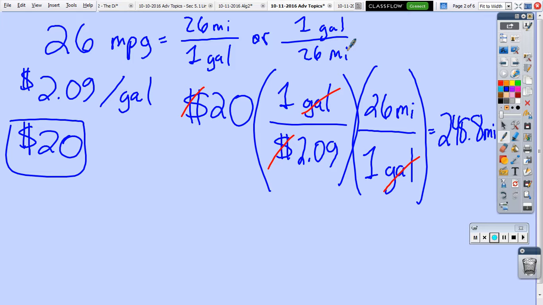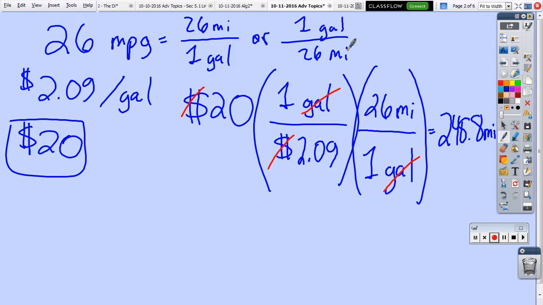All right, so again, this ratio can be written either way. It makes sense to say that for every 26 miles you drive, you burn 1 gallon of gas. Or we could read it, for every gallon of gas that you have, you can drive 26 miles. It has the same meaning to be read either way.